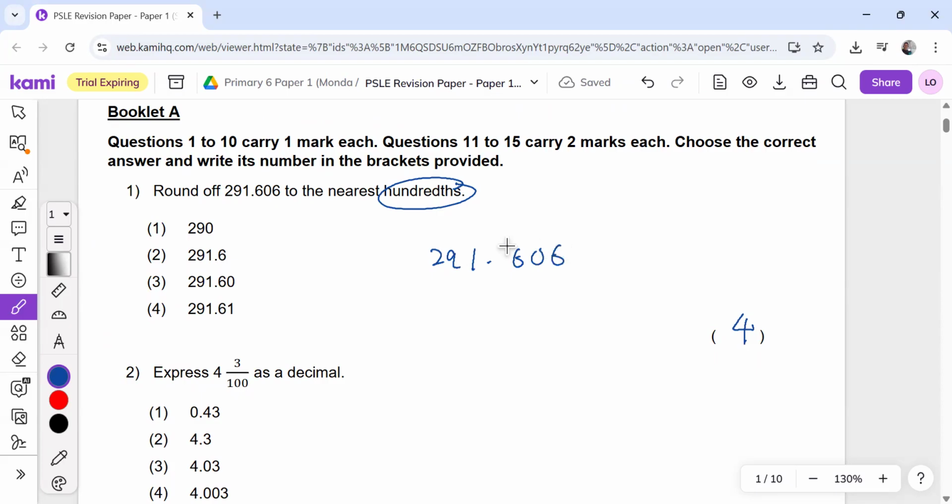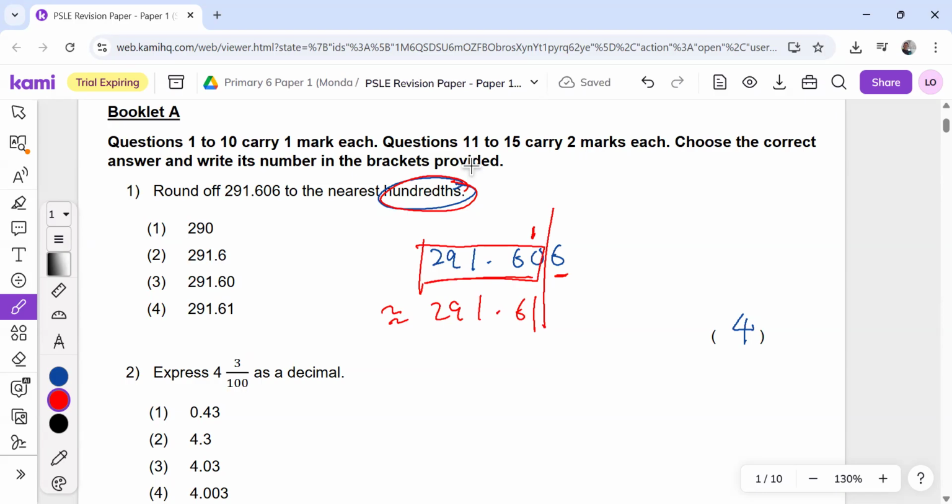Now, you will have to draw a line to show how a two decimal place looks like. So when you draw a line, this is how a two decimal place looks like. Then you look at the digit near the line and you round up because it's five and bigger. So round up and you will get 291.61. That is your nearest two decimal place. So hundredth means what? Two decimal place.